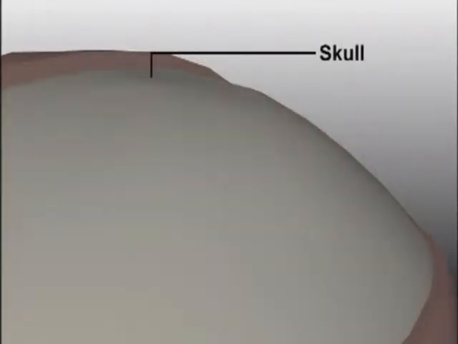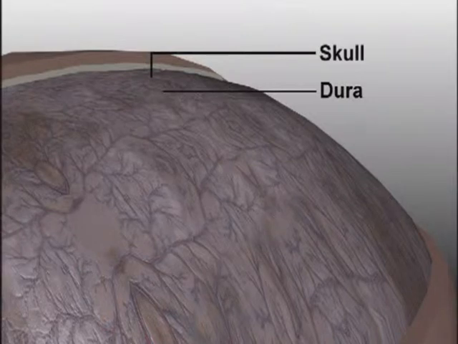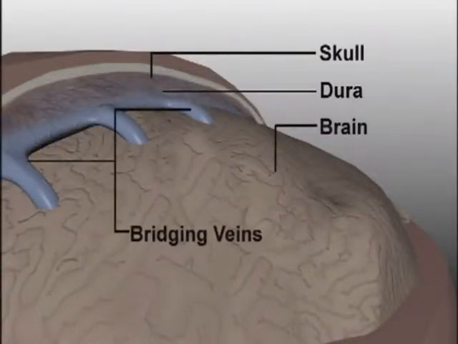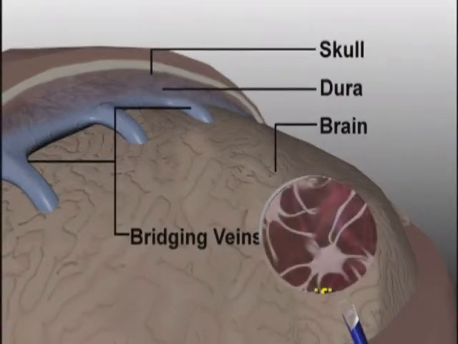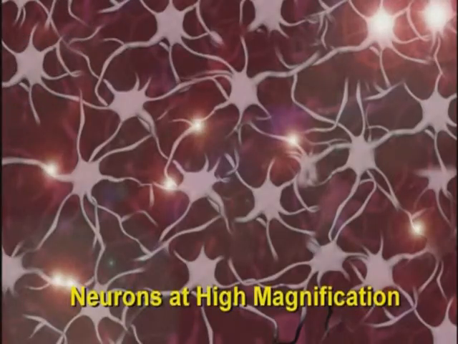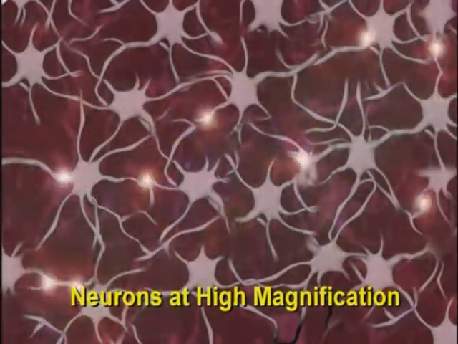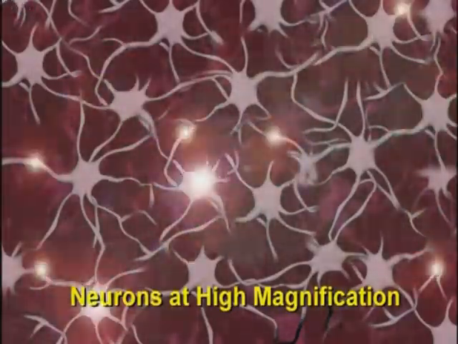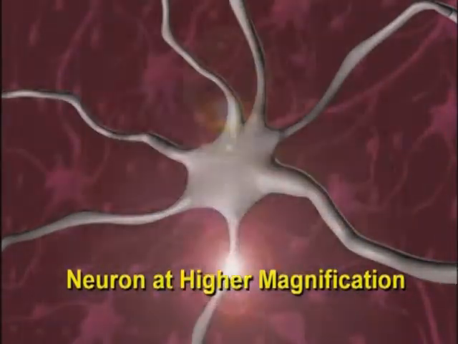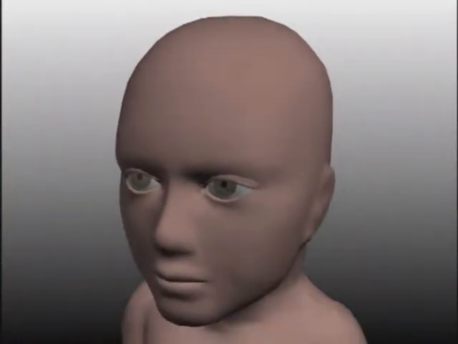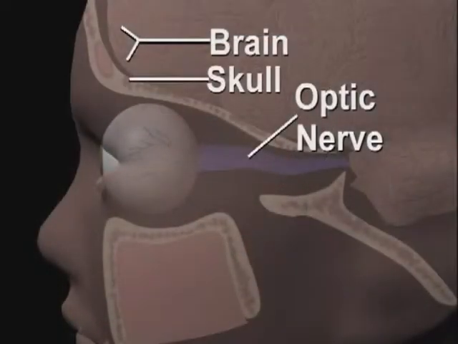This segment shows the anatomy of a healthy infant's head, indicating the layers of tissue that surround the brain, and a close-up look at microscopic cells called neurons that transmit signals and information within the brain. The location of the optic nerve and the attachment to the brain is clearly seen when viewing a cross-section of the head.